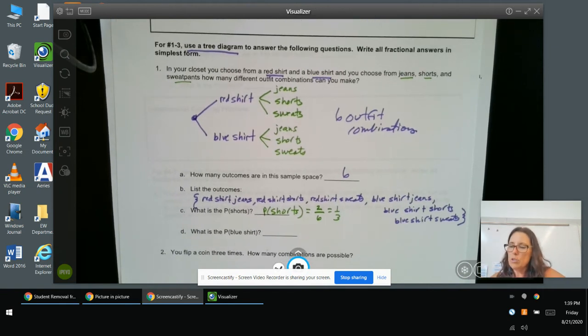Okay, I want you to pause me for a moment and see if you can figure out what the probability of a blue shirt is. So pause me for a moment, try that, and click me back on to see if you're right. Okay, probability of blue shirt.